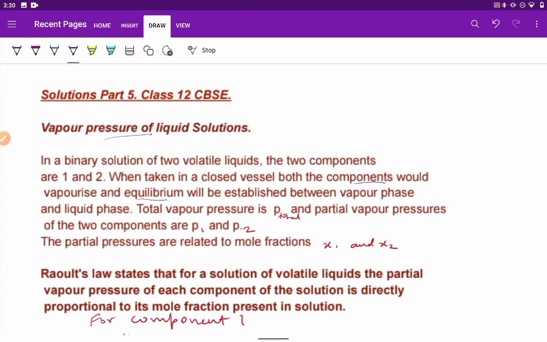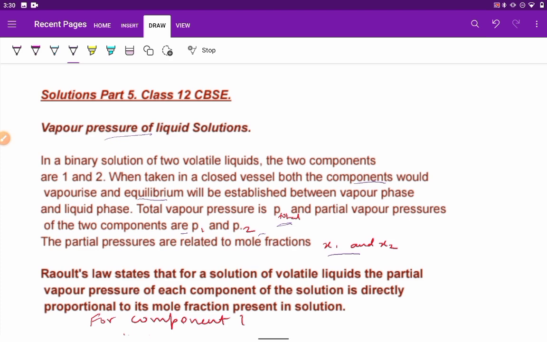Now since there are two components, there will be a total vapor pressure that is represented as P total, and the partial vapor pressures of each of the two components will be represented as P1 and P2. And these partial pressures are also related to the mole fractions x1 and x2. Now see, related to all these, there is a law, that is Raoult's law.